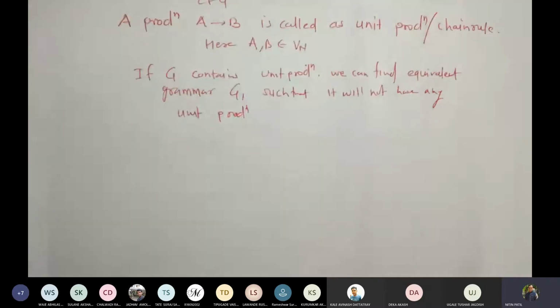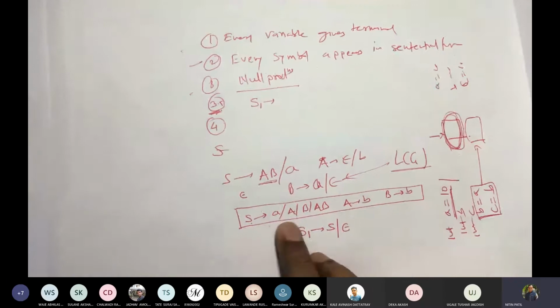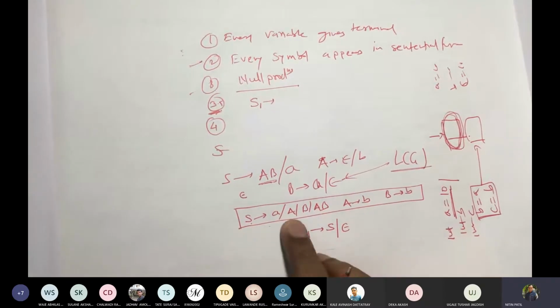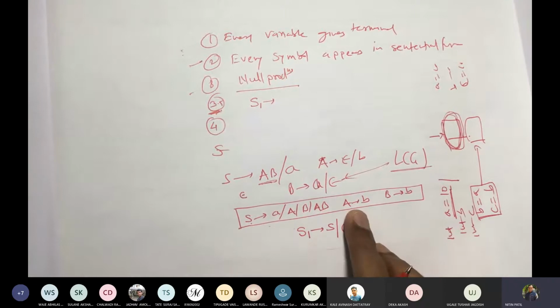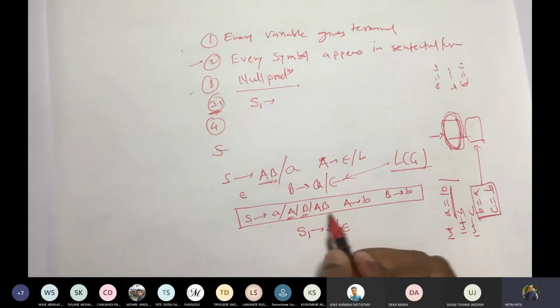We want to remove such kind of unit production. So how can we achieve this? For example, if I take this case, S gives A and A gives B. Better would be if I write S gives B, then my problem gets resolved. So why have one more step to get that? Because we can see here only one variable is there. Now, if there are two variables, we don't know.